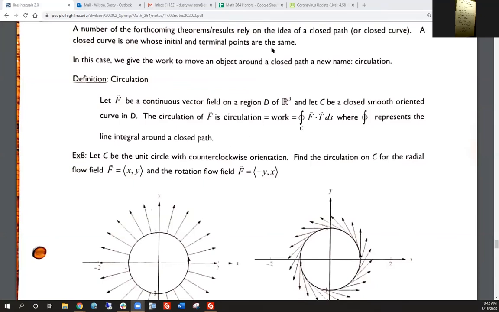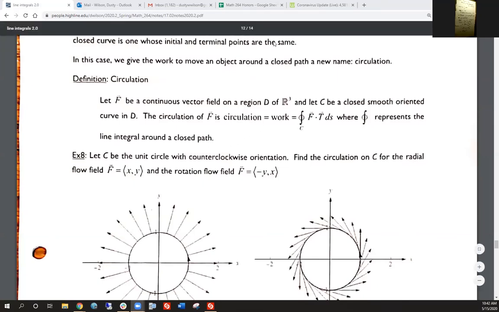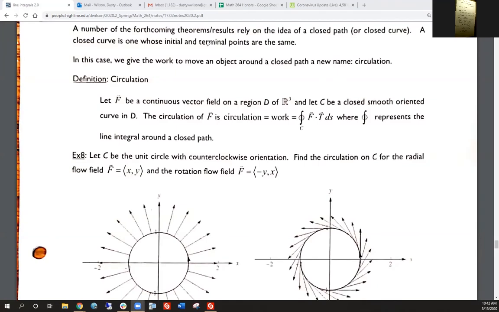And so what I want to point out here is that this T here is telling you that what we care about is the tangential component of the force.